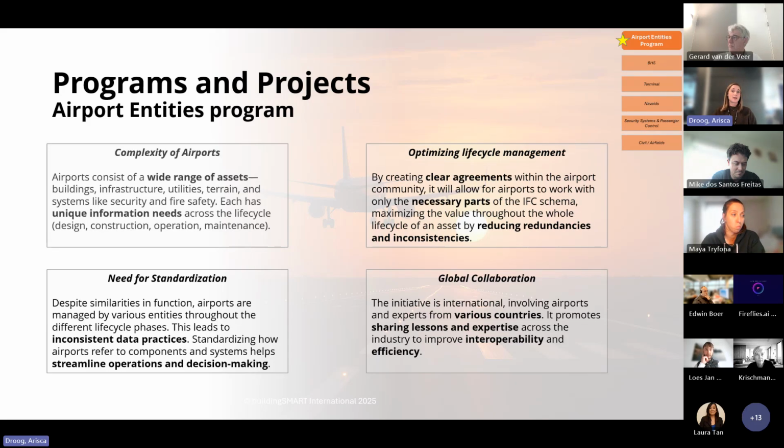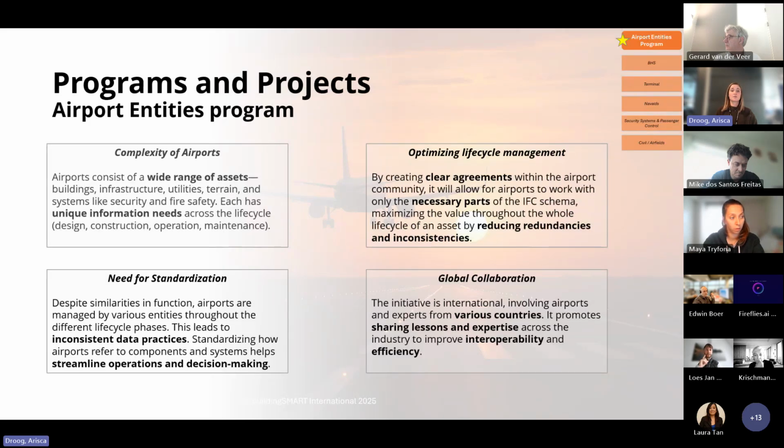The reason we have the Airport Entities Program, previously known as the Airport Entities Project, is because of the complexity of airports, as probably all of you know. Airports consist of a wide range of assets, so we're basically a small city, making it very complex for both the project phases and the maintenance and operation phases. A lot of it is already standardized, but a lot of it has not been standardized yet, specifically the airport-specific objects. And that's what this project is focusing on.